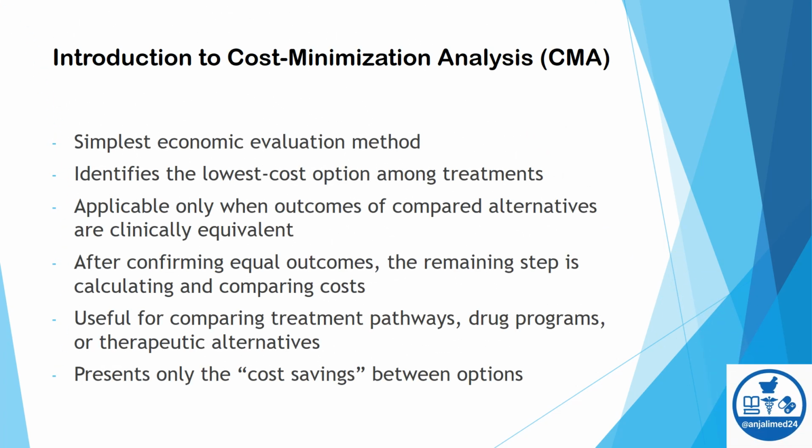Introduction to Cost Minimization Analysis, CMA. Cost minimization analysis is the most basic and straightforward pharmacoeconomic method. It focuses only on cost differences, but this is allowed only when the treatment outcomes of the alternatives are proven to be the same. Once therapeutic equivalence is established, CMA helps identify which option costs less. This makes it especially useful when comparing medicines that work equally well but differ in price or formulation.